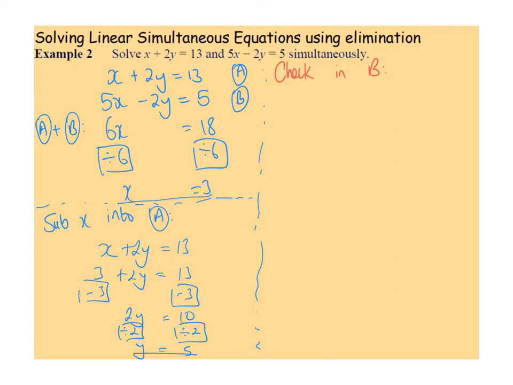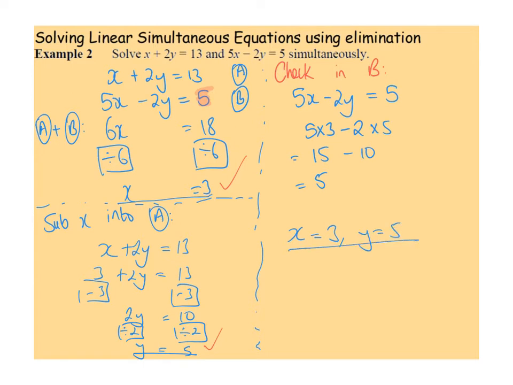So 5x subtract 2y, which is supposed to equal 5. 5x is 5 multiplied by 3. 2y is 2 multiplied by 5. 5 multiplied by 3 is 15. 2 multiplied by 5 is 10. 15 subtract 10 is 5. And 5 is what we were hoping to get. And so I know that these two answers, 3 and 5, are correct. X equals 3, y equals 5 are my solutions.